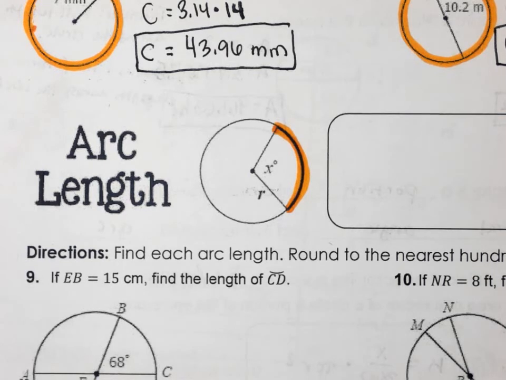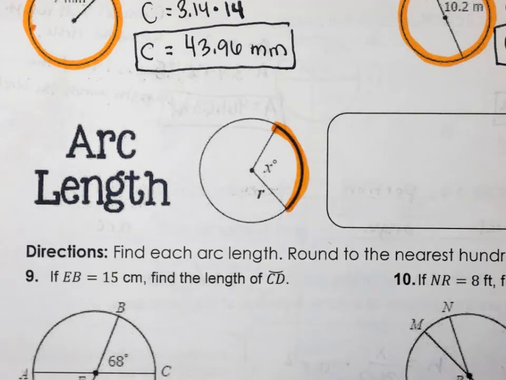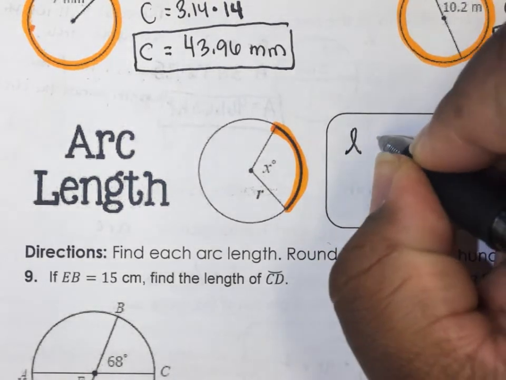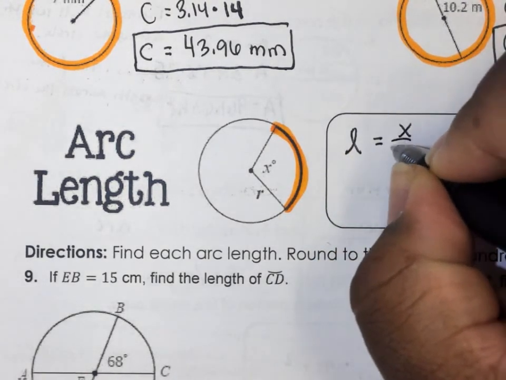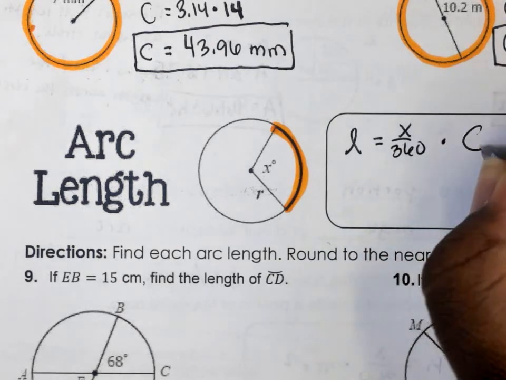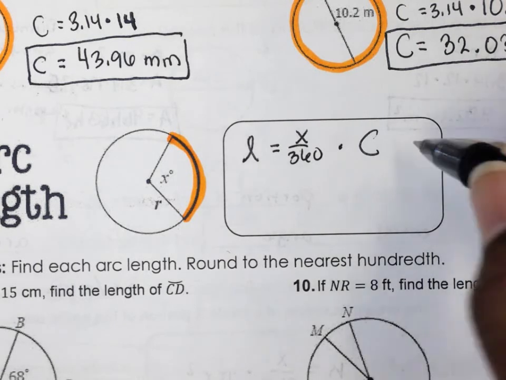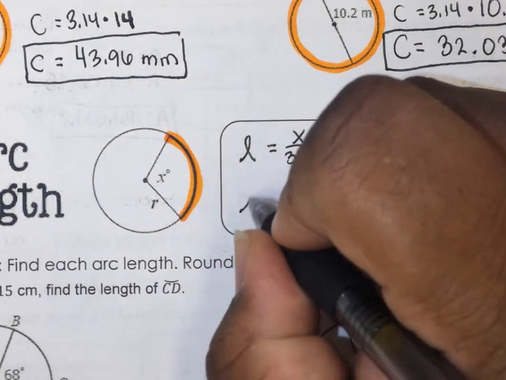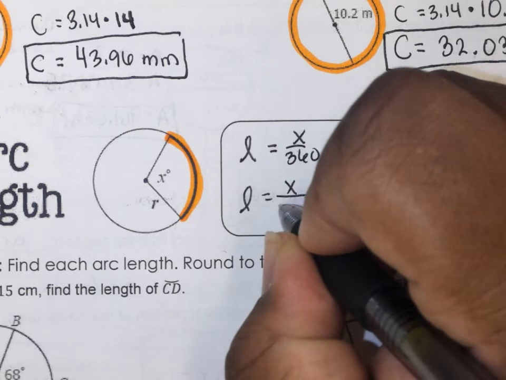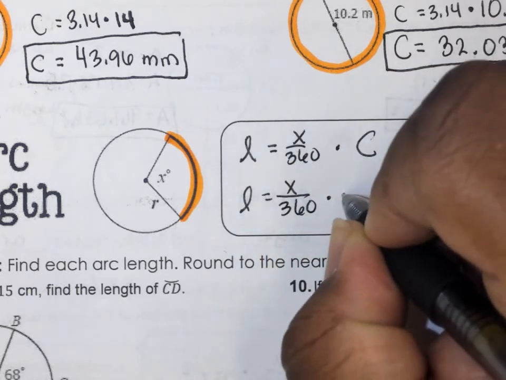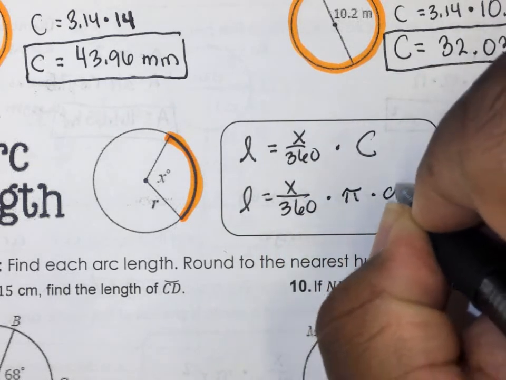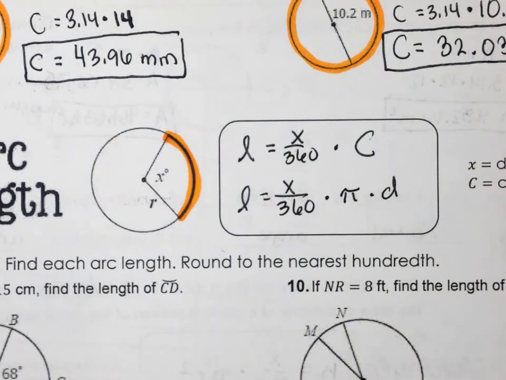Yesterday we did our fraction times the area, pi r squared. Today we're going to do our fraction times the circumference. So arc length formula, lowercase l equals x over 360 times C. C is my circumference. I just want to write it as C first, then I'm going to rewrite it. L equals x over 360 times pi times diameter, which represents the circumference.